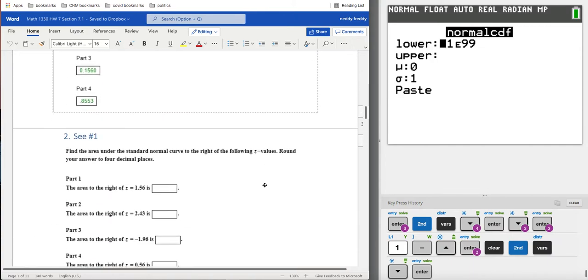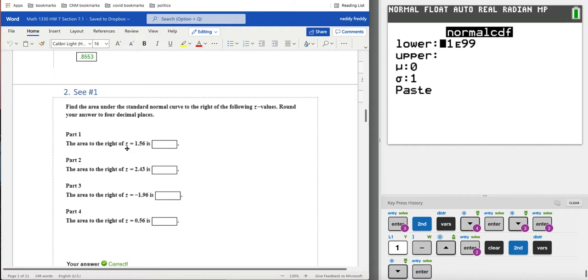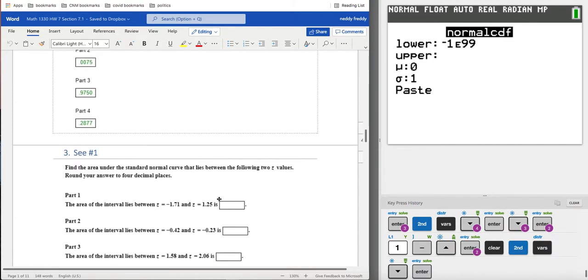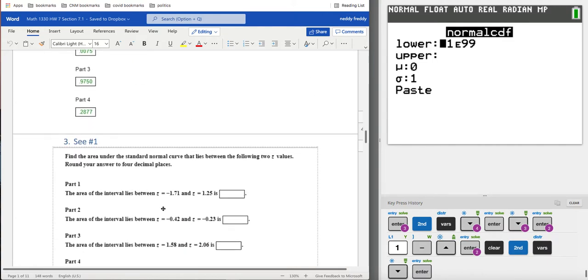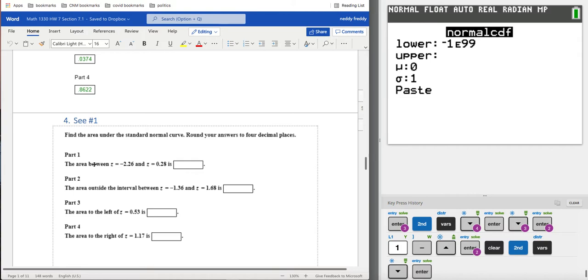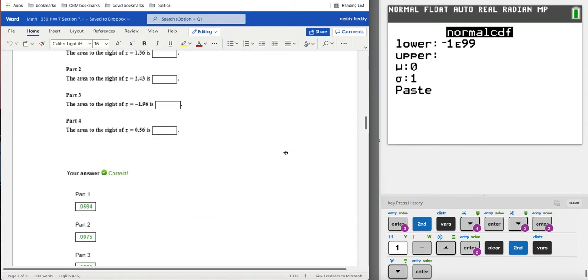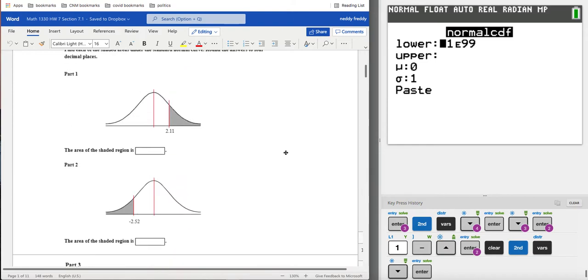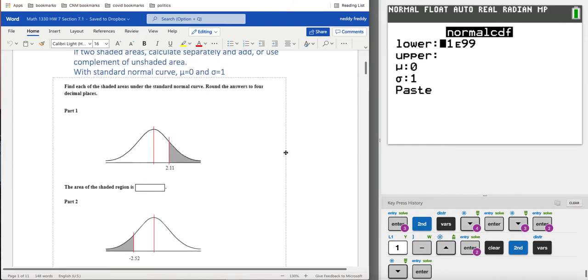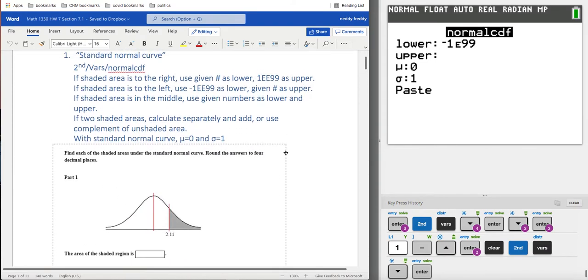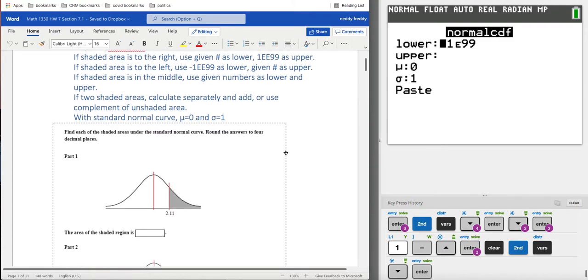Later on after that, most of the remaining problems are the same thing, but it just says in words: area to the right, area of the interval between, area between, outside the interval, area to the left, area to the right. Those are the different combinations. So I'm just going to show them with the ones with the drawing, and the ones with the words are done the same way.